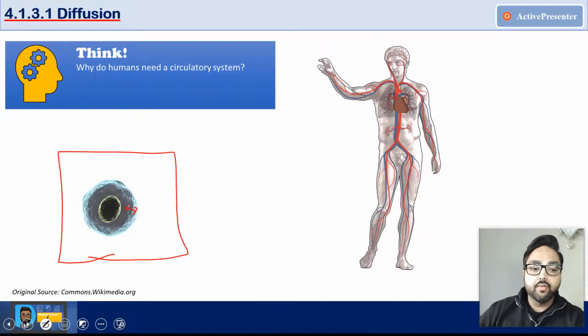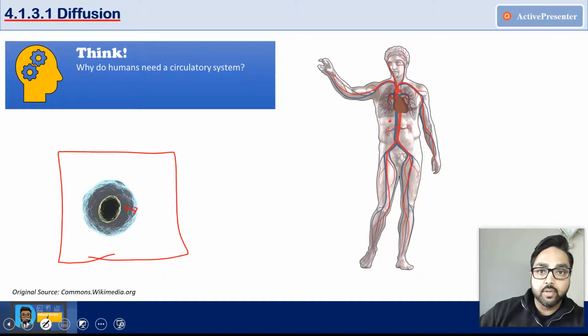However, if I considered a human, now obviously these aren't comparable in terms of scale drawings, but if I considered a cell at that particular point in the human, the diffusion distance becomes incredibly large, and therefore oxygen isn't going to diffuse through your skin. What happens if your cells don't get oxygen? Well, they can't respire, and therefore they will end up dying.